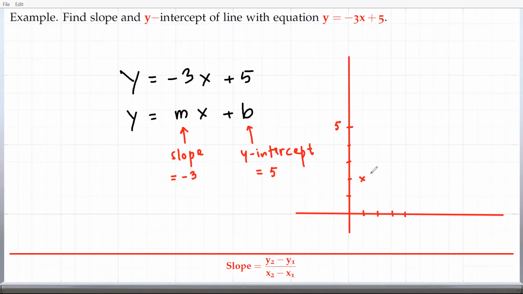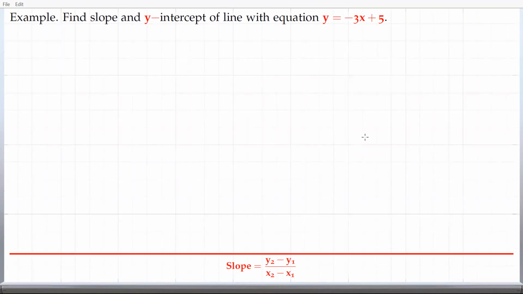So the graph must go through those 2 points. That means it must look like this one. This is the graph of the given equation. Let's look at next example now.